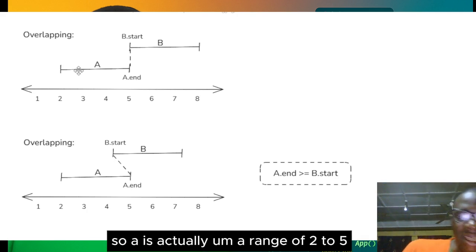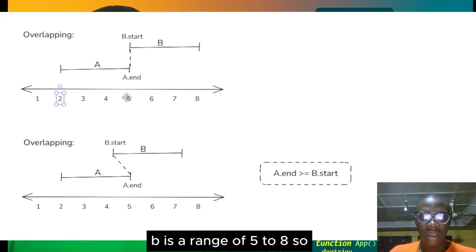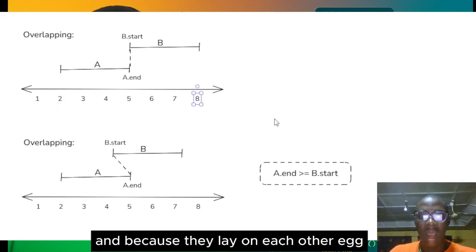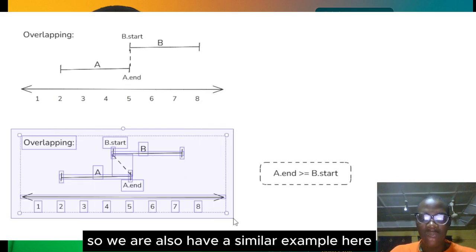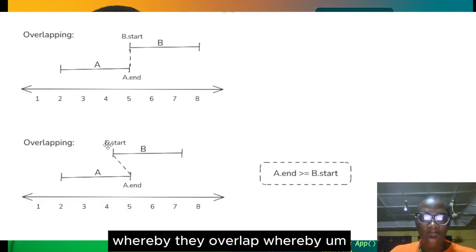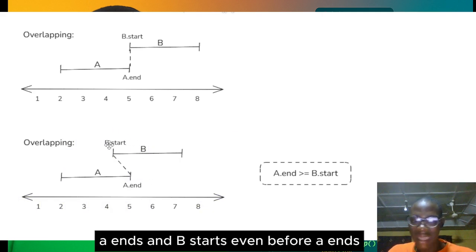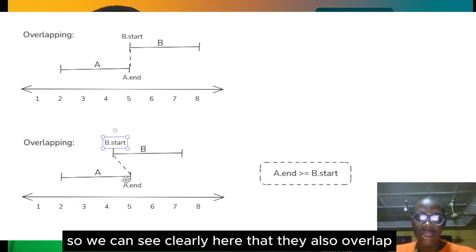So A is actually a range of 2 to 5, B is a range of 5 to 8. Because they lie on each other's end, it overlaps. We also have a similar example here whereby they overlap, whereby A ends and B starts even before A ends. So we can see clearly here that they also overlap.